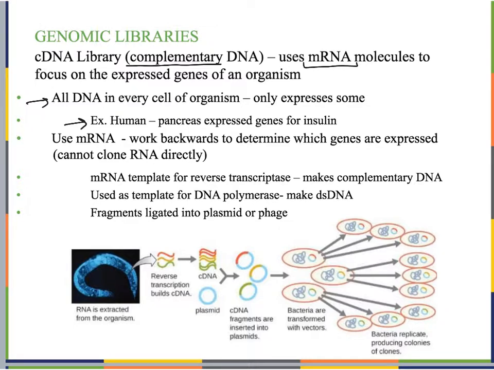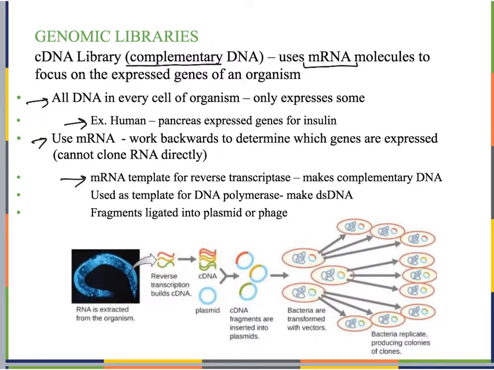So we're working backwards to say, okay, if we take, let's say, a pancreas cell from a human, we get all of its mRNA, we're going to work backwards to then get the DNA that's coming from that mRNA, or a skin cell, or any other thing. So we use the mRNA to work backwards to determine what genes are expressed, because in this case, we can't clone RNA directly. And even if we could clone RNA directly, what we likely want are the genes that are associated with that mRNA anyway, because we want to know the actual genetic information that we can clone and use for purposes of recombinant DNA, for example.